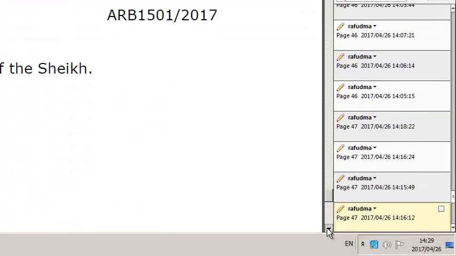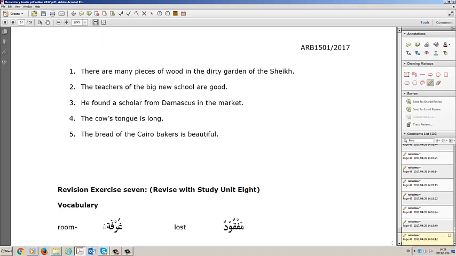And we come to another exercise. There are many pieces of wood in the dirty garden of the Sheikh, so we can say we first start in the dirty garden of the Sheikh. Remember, you often start with the prepositional phrase that follows in the second part of the sentence.